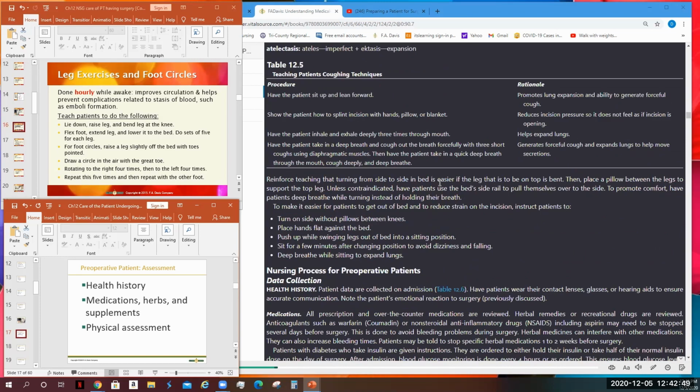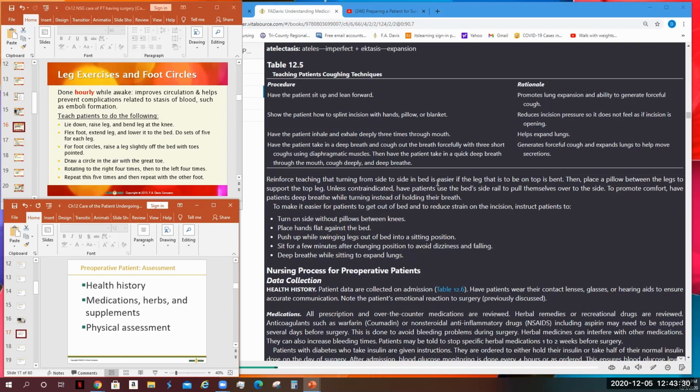Table 12.5, teaching patients coughing techniques. Procedure: have the patient sit up and lean forward. The rationale: promotes lung expansion and ability to generate forceful cough. Then show the patient how to splint the incision with hands, pillow, or blanket. This reduces incision pressure so it does not feel as if the incision is opening.